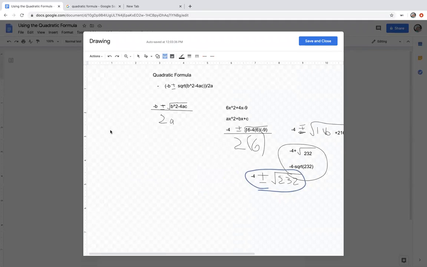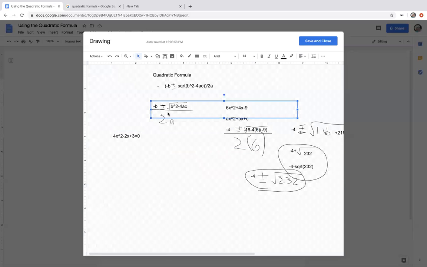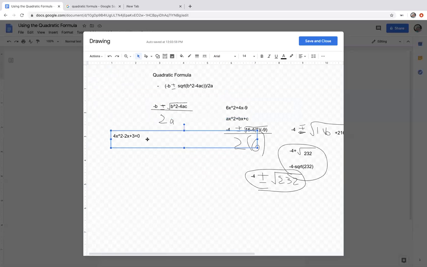So let me draw a different quadratic down. Let's do 4x squared minus 2x plus 3. And let's solve for this one. Remember, again, this is equal to 0. So now let's solve for its roots. So we know the quadratic formula. It's this up here. So let's solve.